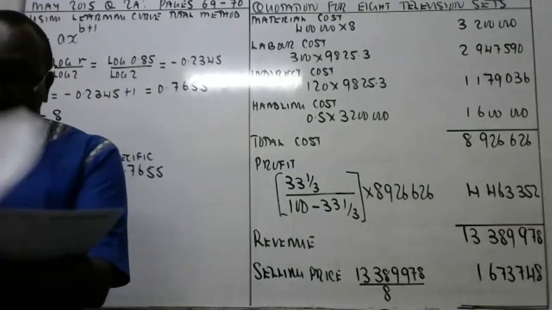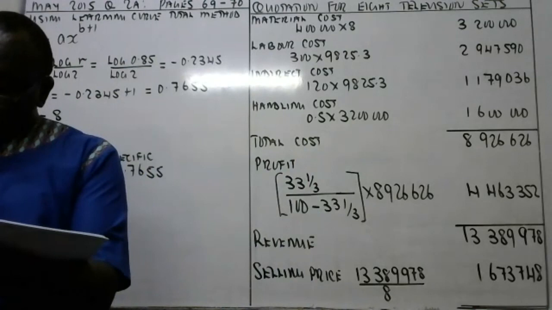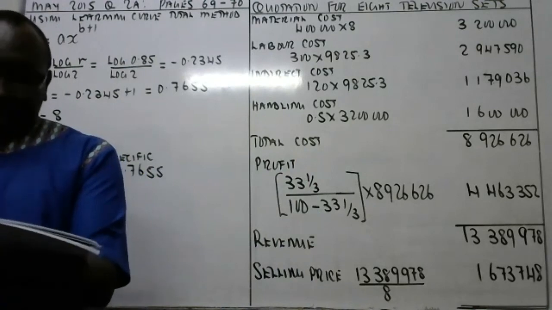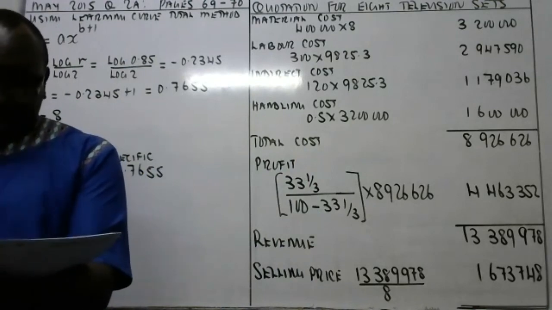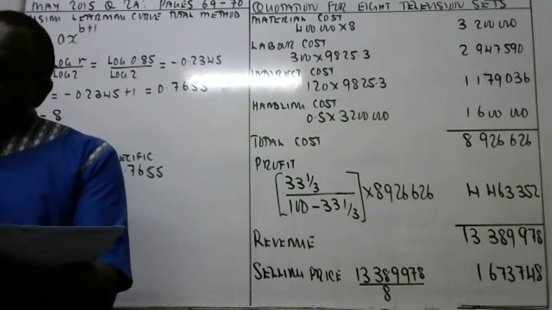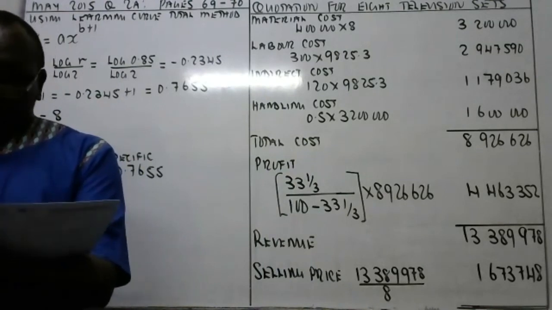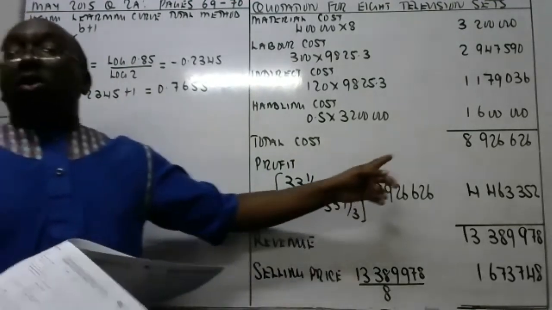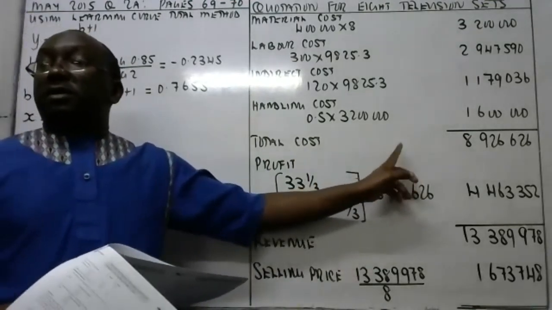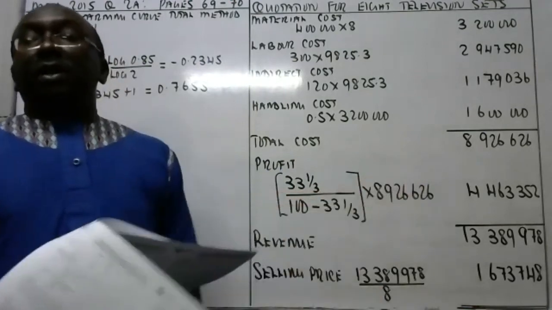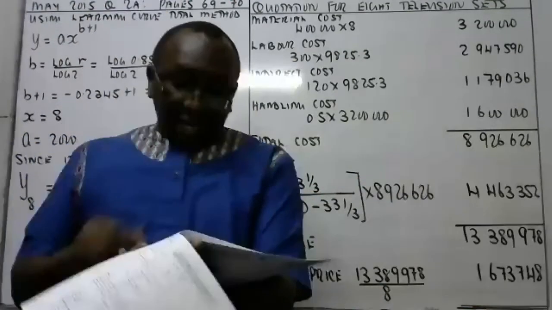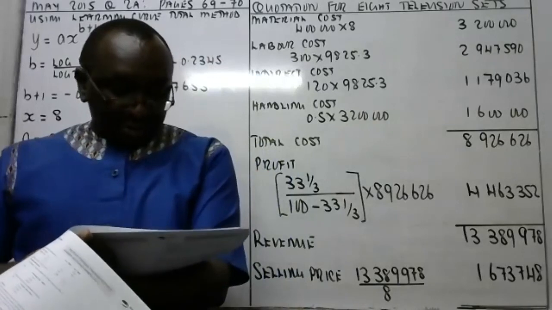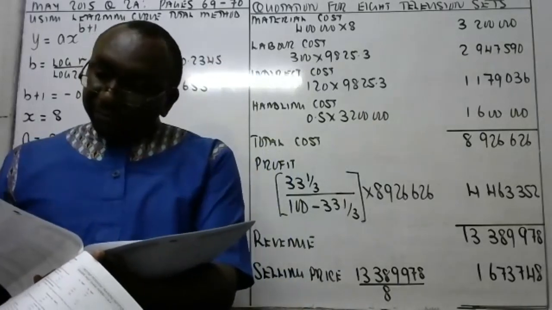So I think with that, we should be well grounded as far as the learning curves are concerned. Most likely we shall come up. Now this one, this is what we call cost plus pricing method. This is a pricing method question.